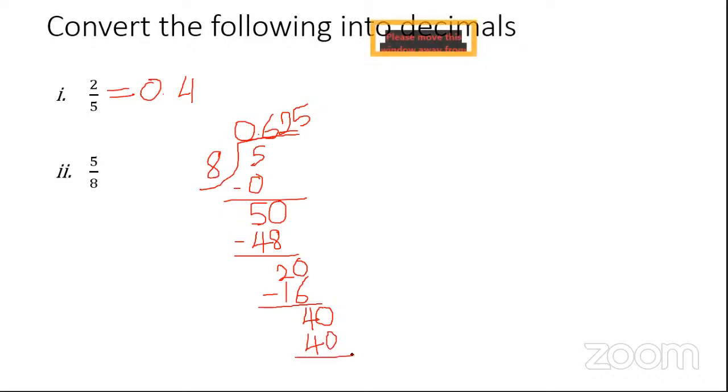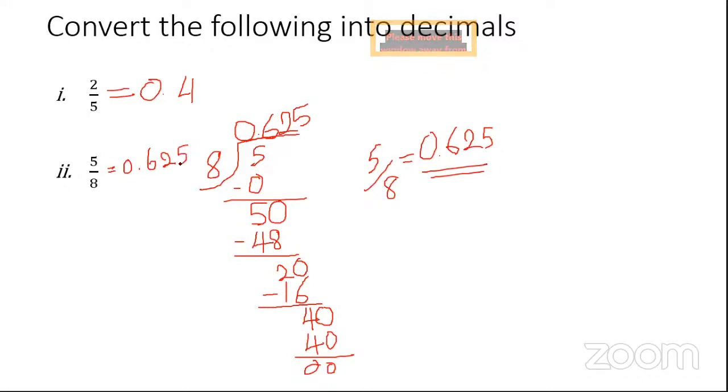So you get 5 out of 8 equals 0.625. So this is 0.625.